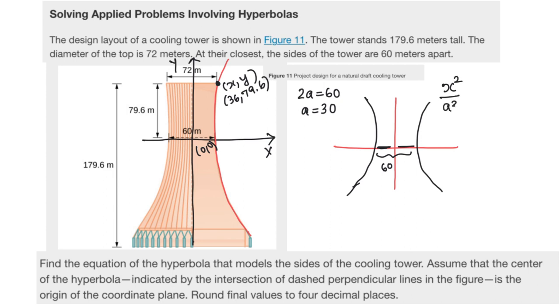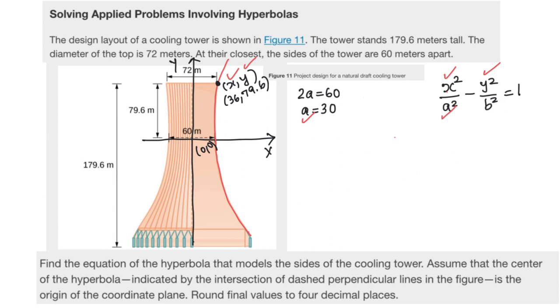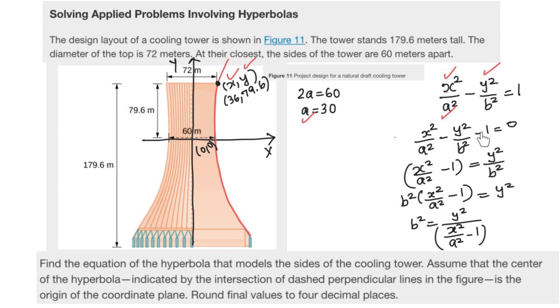x squared over a squared minus y squared over b squared equals 1. We know the value of x, y and a. This is a and this is x and y. Substitute all these for x, y and a and solve for b. We can actually solve this equation for b first, then substitute. First subtract 1 from both sides. Then move this term to the other side. Then multiply both sides by b squared. Then divide by this term. So that we will get b squared by itself on one side of the equation.